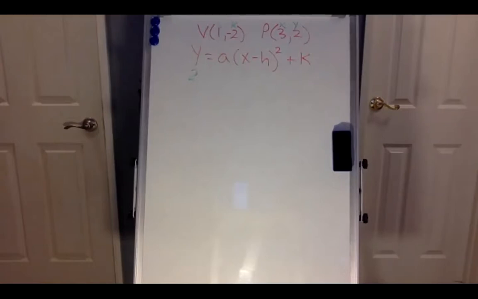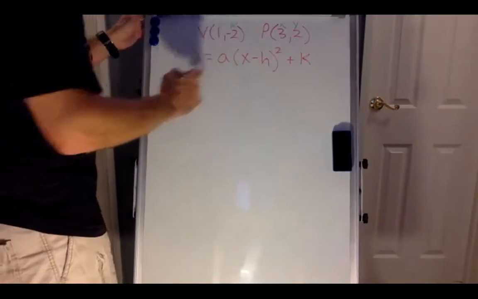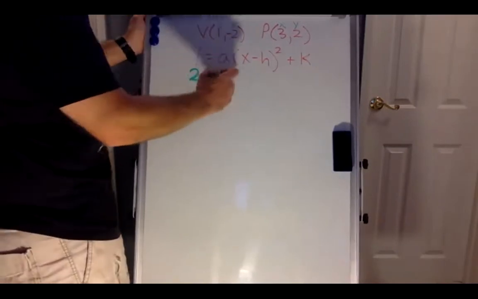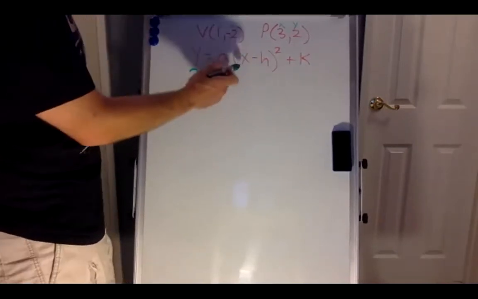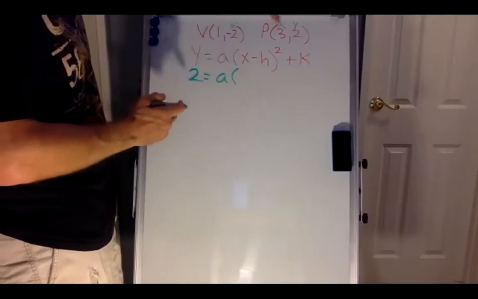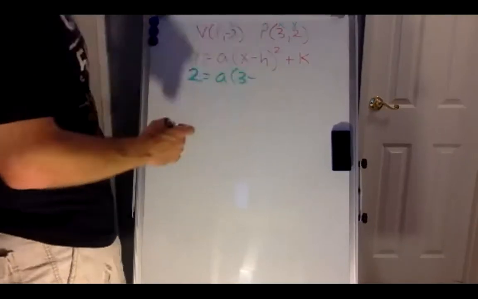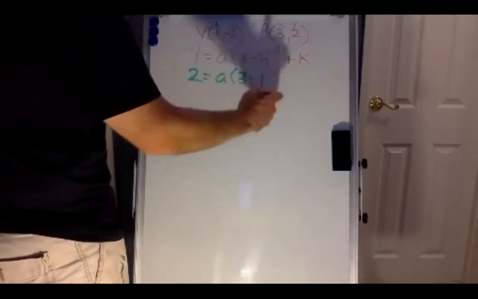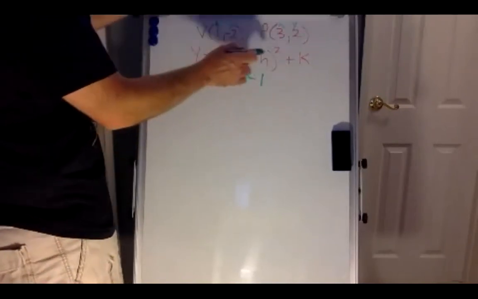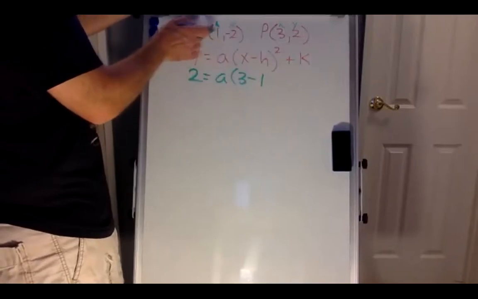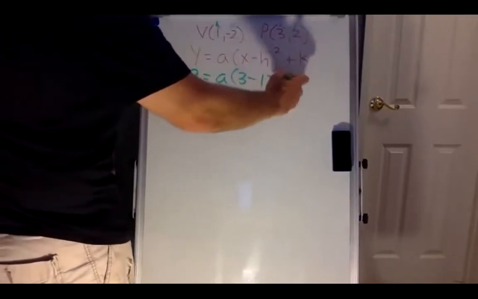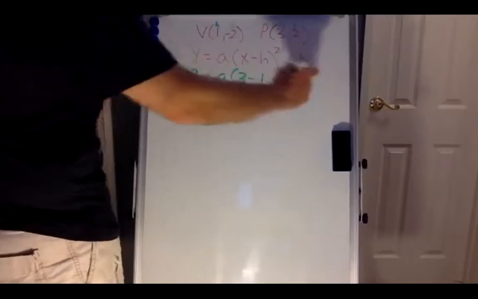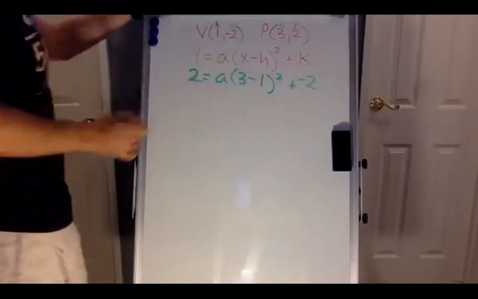I have another green. A, I don't know. It's a standard parabola. The X that goes with that Y is 3. H is 1 here. Be careful with the H. It's minus H. So if it's negative here, it's minus minus. Okay, plus K would be -2. Now you just solve for A.